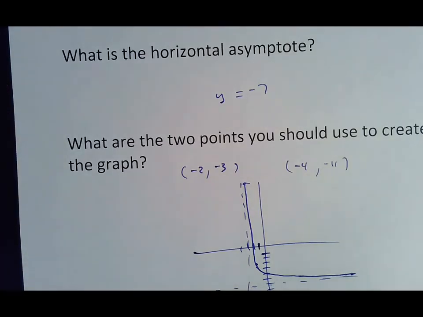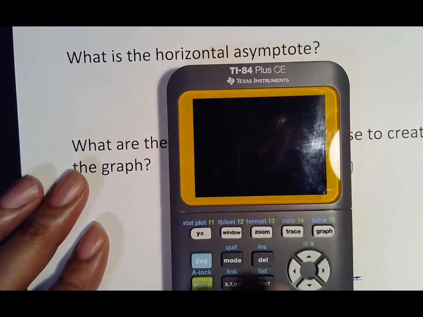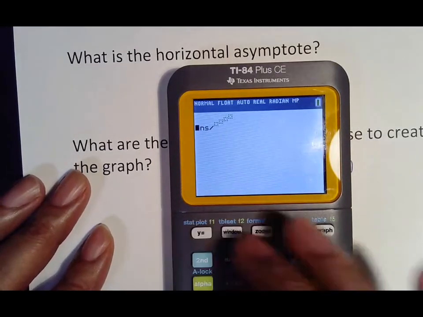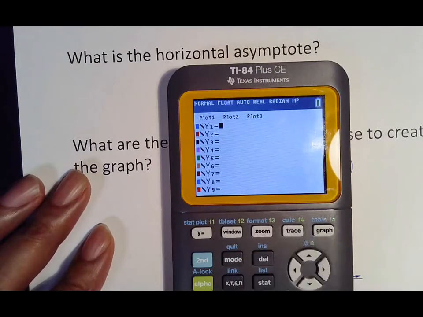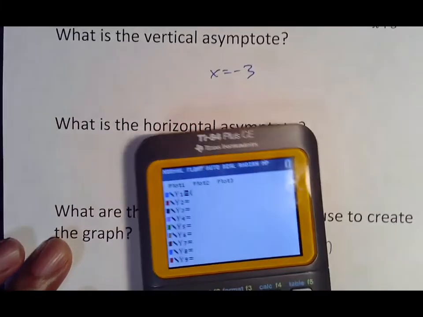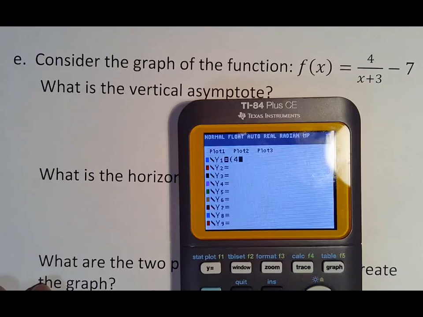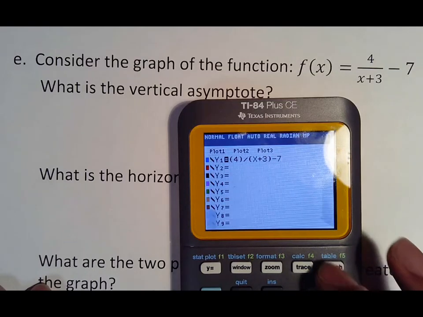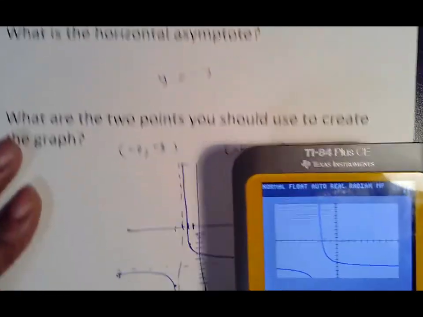And just for proof, I hope I get this right, in a graphing calculator, you would have to use parentheses here. So parentheses, 4 divided by parentheses x plus 3, close, minus 7. Let's see if it's close to what we did. Yes, it is. There we go.